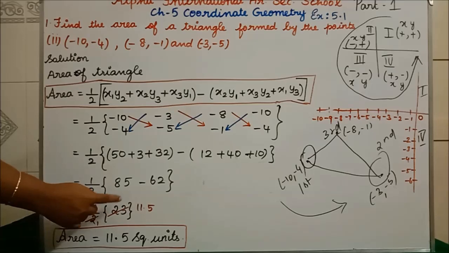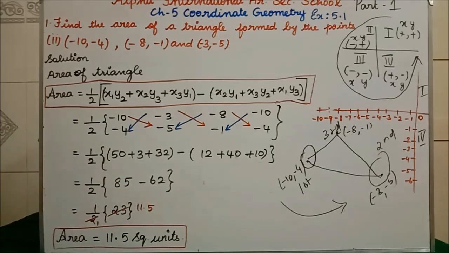1 by 2 into 85 minus 62 is 23. So 2 and 23 if you cancel we are getting 11.5. Therefore area of the triangle is equal to 11.5 square units. Surely you have to write square units.